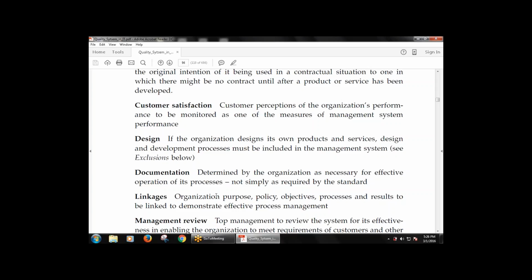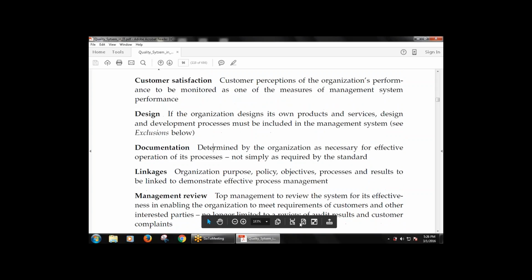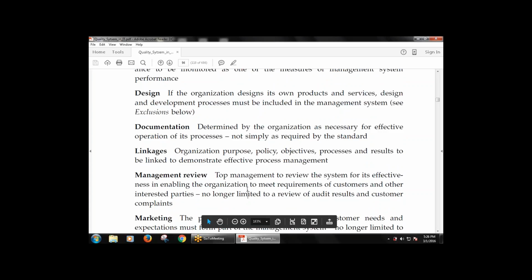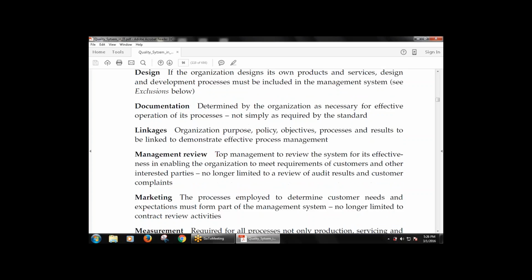Then management review. Top management reviews the system for its effectiveness in enabling the organization to meet the requirements of the customer, and it is no longer limited to a review of the audit results and customer complaints.